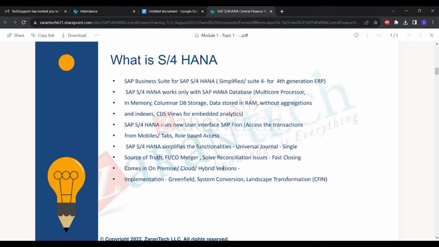Shubham, I just have one question. The client has multiple systems, in the sense they have SAP and non-SAP systems, other ERPs as well, like PeopleSoft. Can we implement CFIN and pull the data from non-SAP sources as well, right? Yes.